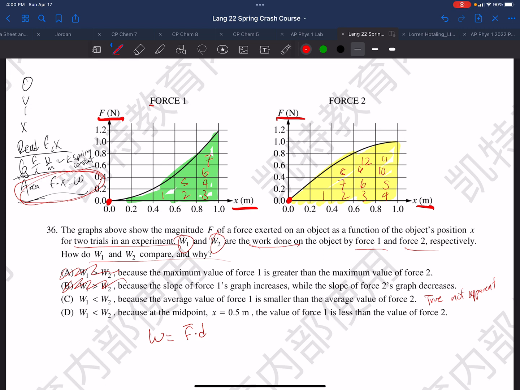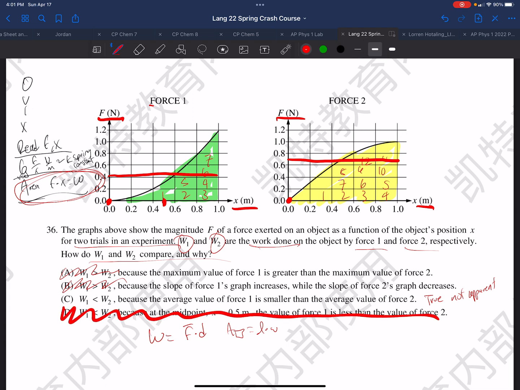Because if work is force times distance, what you're basically doing is taking the area of a rectangle, which would be length times width. So for that to be true, we are looking at a greater value of the force in force 2 than we would need to produce the same area as force 1. But that's not very obvious. But that looks like it could be the right answer. Because at the midpoint, x equals 5, the value of force 1 is less. That has absolutely nothing to do with it. That doesn't lead us in any way toward an area.